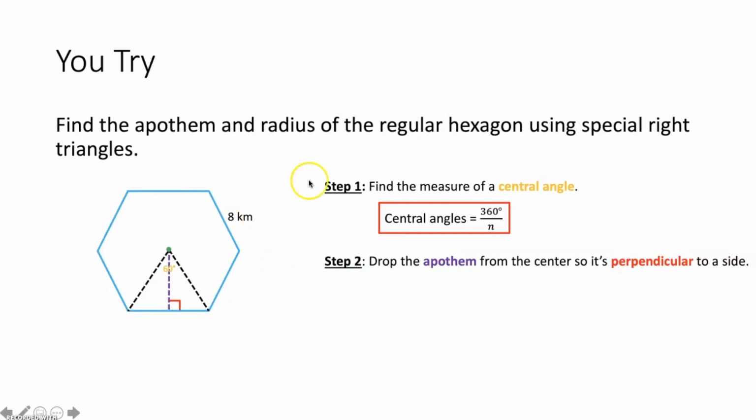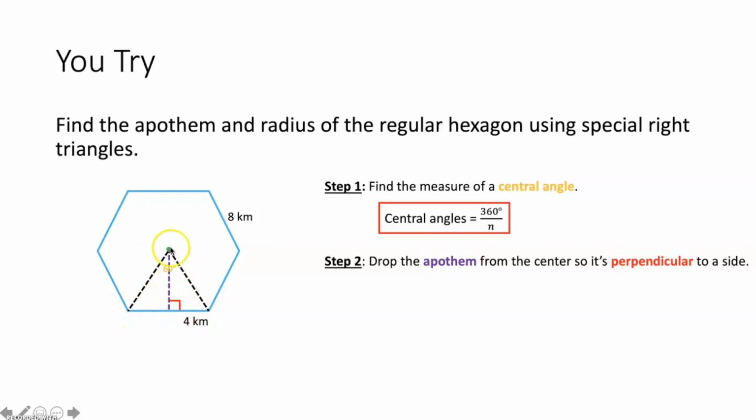The first is that since this is a regular hexagon, all of the sides are going to be congruent to each other, meaning that if this side length is 8 kilometers, all of these side lengths are 8 kilometers, including this one down here. And when we drop our apothem, it's actually going to bisect this side, meaning each of these little segments right here are going to be 4 kilometers apiece.